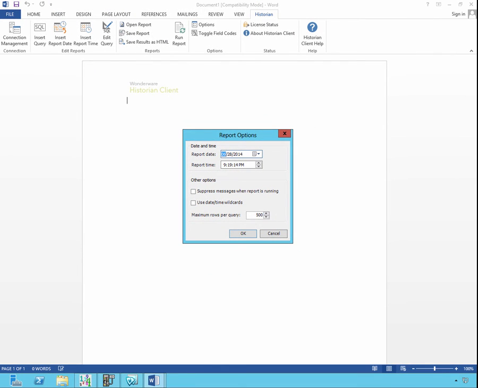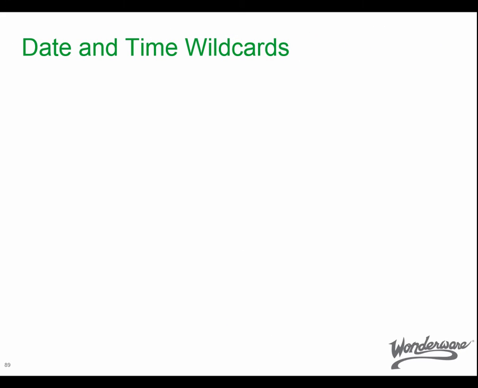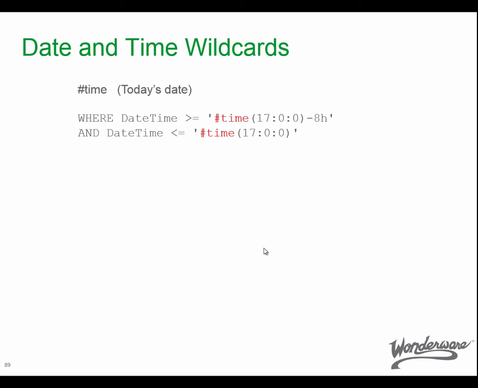Now let's talk about the wildcards. There are two types of wildcards, for date and for time. And basically they are going to be used when you need to create a recurrent report that covers the same period every time. The first one is the pound time, and it is used to represent the current date, that means today. And in this example, we are using it to define a time period for which we want to retrieve data. So in this case, this query is going to retrieve data from 9 a.m. to 5 p.m. Now, why 9 a.m.? Because we are saying 5 p.m. minus 8 hours. That is 9 a.m.